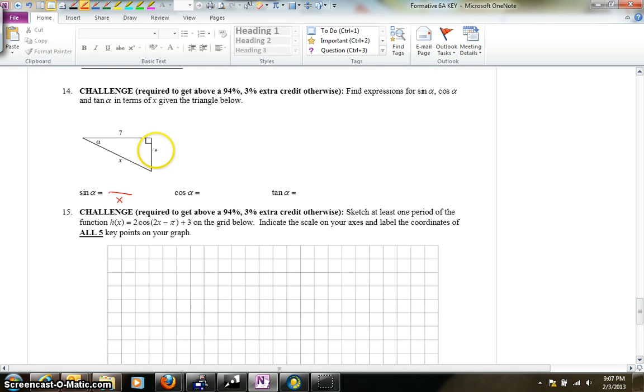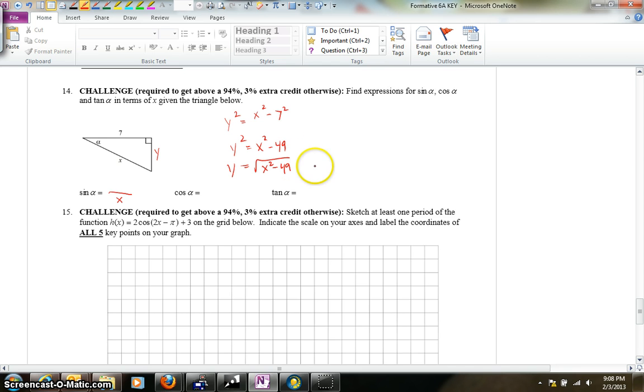We'll need to get something for the opposite side here. Let's go ahead and just call it y for now. And so we'll say y squared equals x squared minus 7 squared. So y squared equals x squared minus 49. Y equals the square root of x squared minus 49.